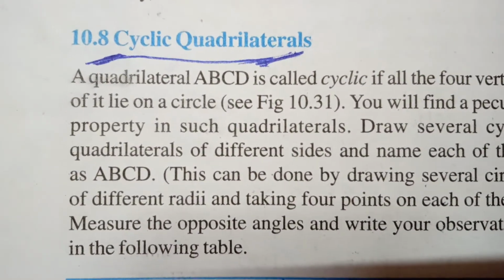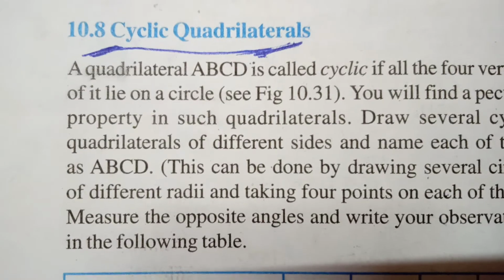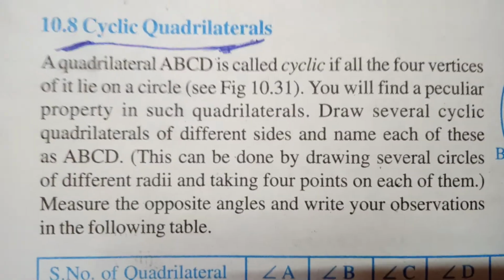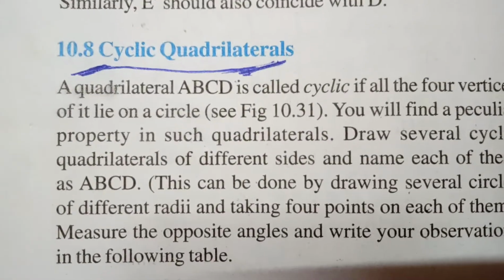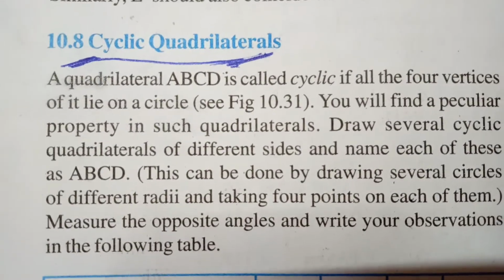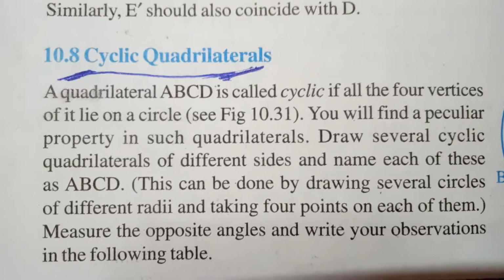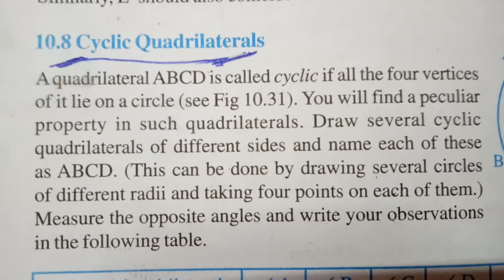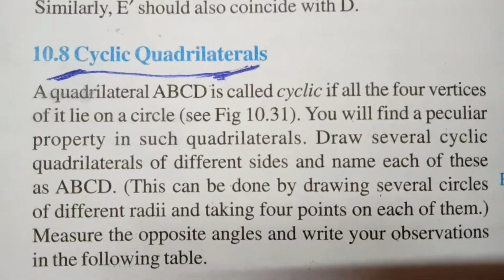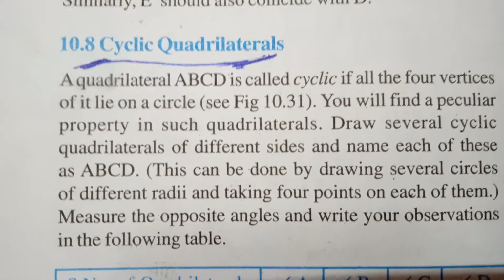So, dear students, today we are going to discuss cyclic quadrilaterals. In theorem 10.10, the statement says that if all four points lie on the circumference of a circle, they are called concyclic, if the angles made by the segments are equal.